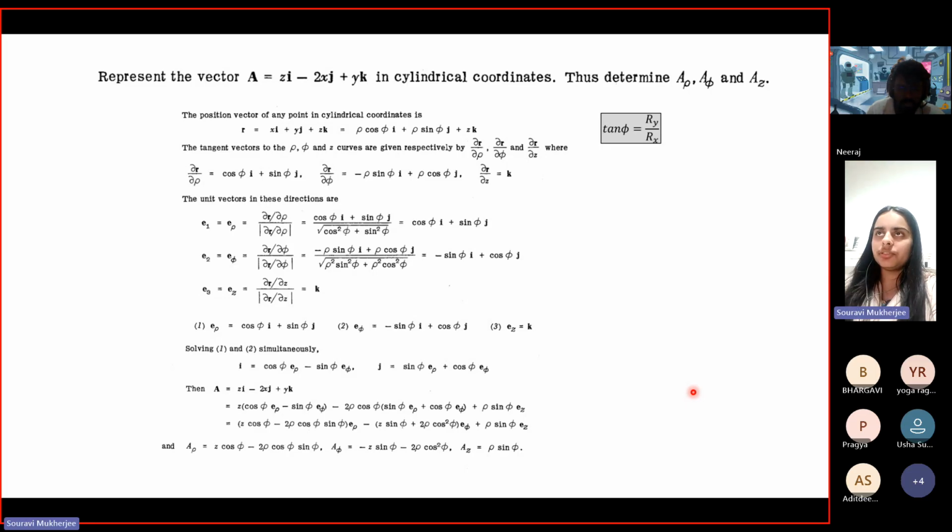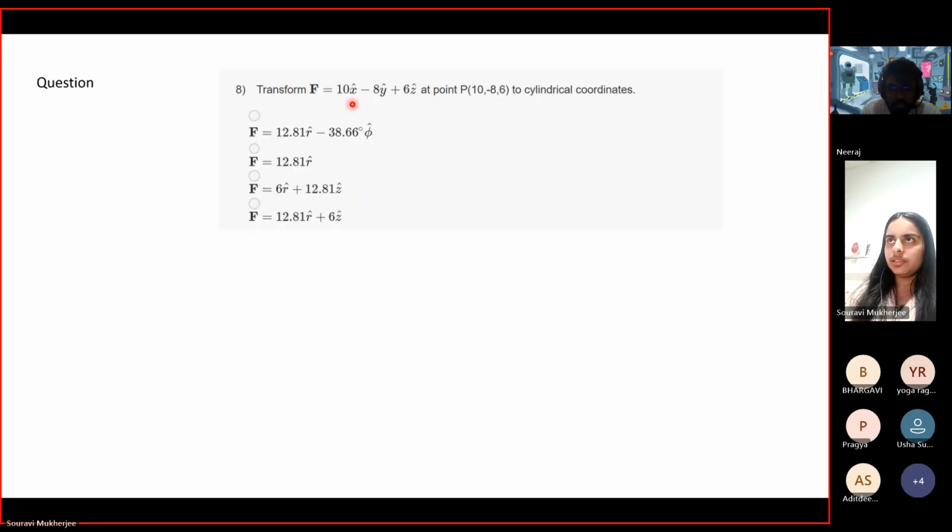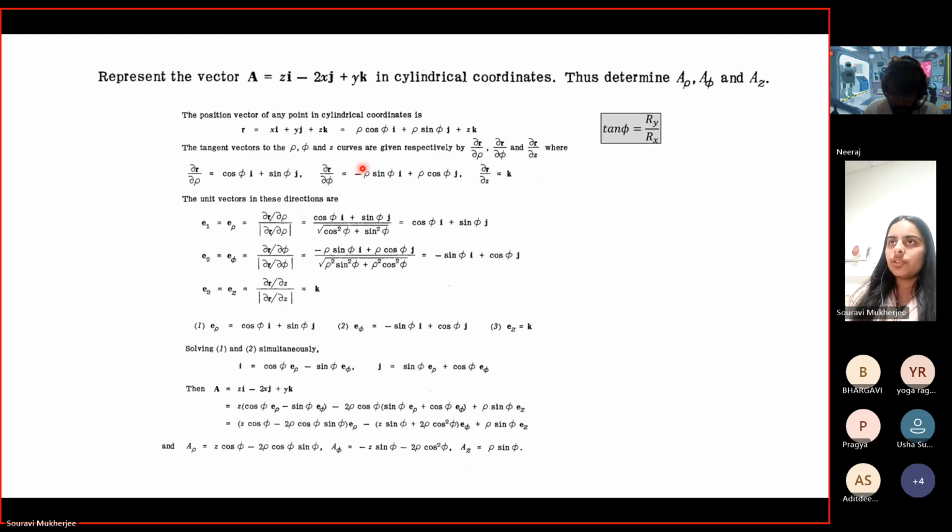Any idea, guys? Are you stuck somewhere? If there's any doubt, please feel free to ask. Question: 10, minus 8, 6. These are your components. You have to change x cap, y cap, z cap to r cap, phi cap, z cap. Based on what we had solved and discussed here, can you tell me which relations to use?